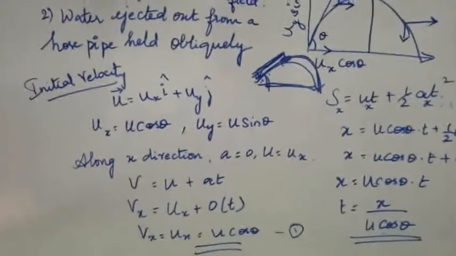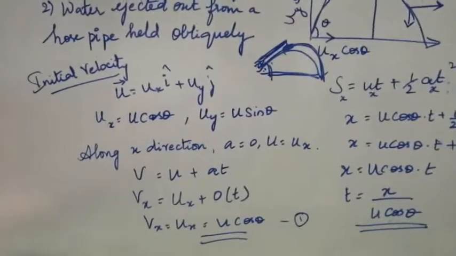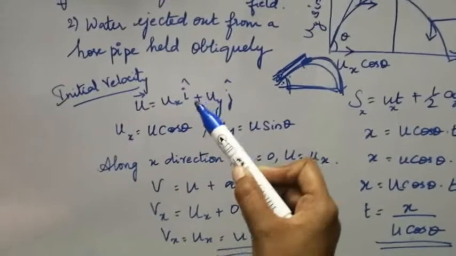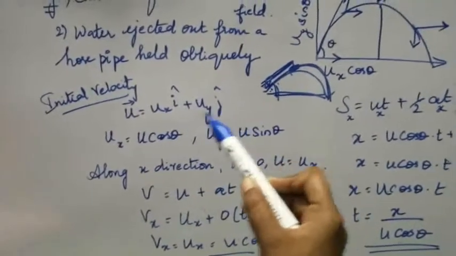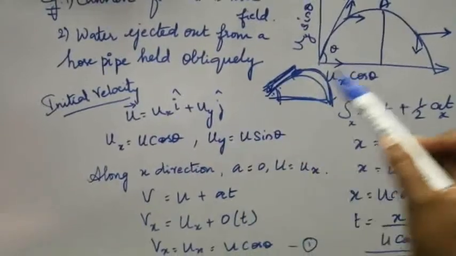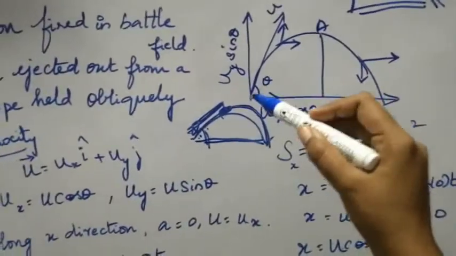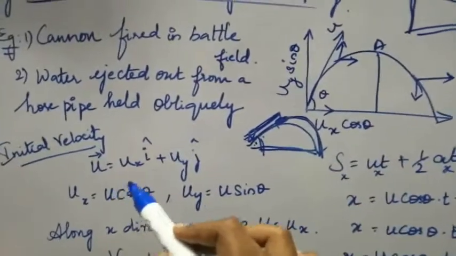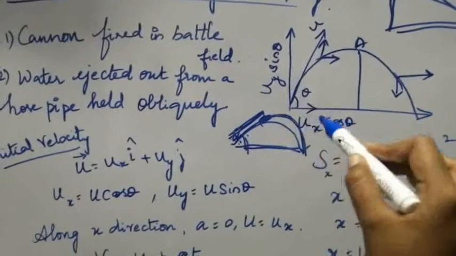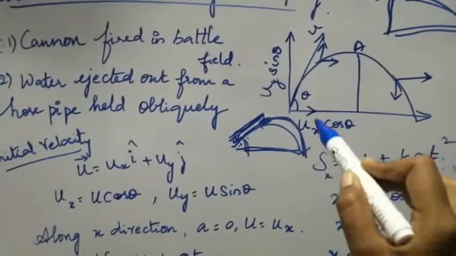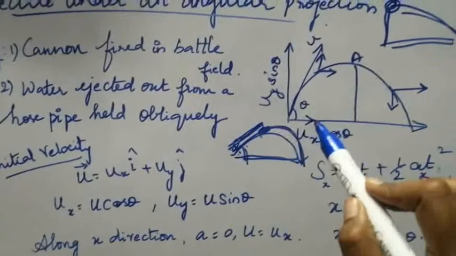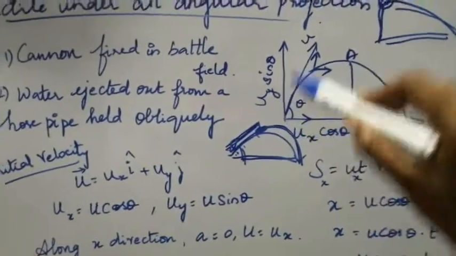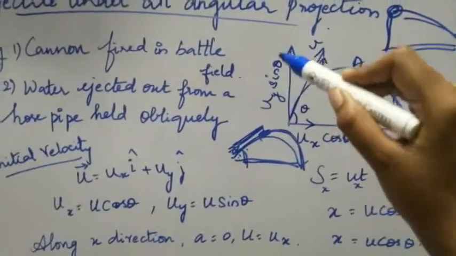The initial velocity is a vector, so u is the initial velocity. For initial velocity you will have ux i cap plus uy j cap. Then you have to calculate the x component and y component. As it is making an angle, you have to go for the vector value to calculate. You have to split that particular vector into two components, which are the horizontal component and the vertical component. Horizontal component is always u cos theta, and vertical component is always u sin theta.